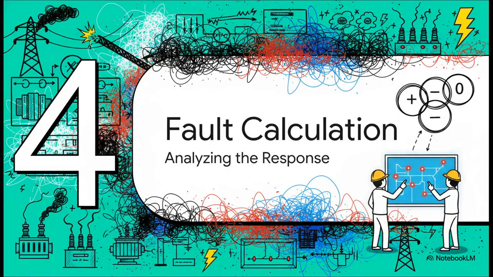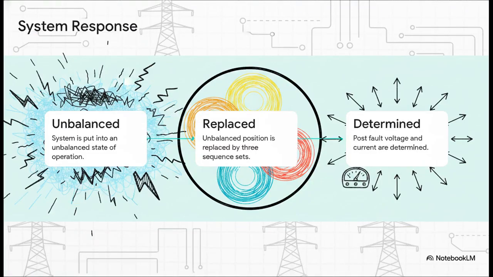Let's move to Section 4 and see how this builds. System fault calculation. So how do engineers practically apply these 3 sequences when a disaster strikes? Well, it happens very logically in 3 steps. Step 1, the system enters its chaotic, unbalanced state because of a fault. Step 2, we mathematically erase that unbalanced mess and replace it by injecting 3 perfectly balanced sequence sets, the positive, the negative, and the zero. Step 3, the post-fault voltage and the actual current are finally determined by calculating exactly how the system responds to each of those individual clean sets.